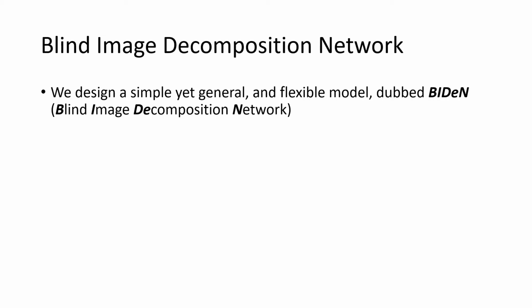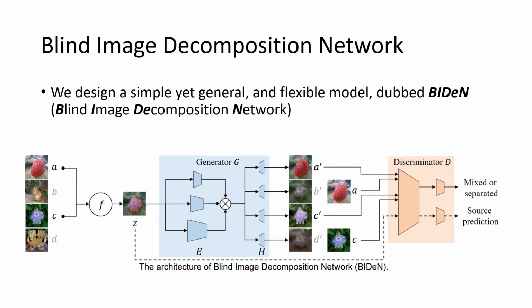As BID is a novel task, we designed a simple yet general and flexible model to perform all kinds of BID tasks. Our model is named Biden, which is short for Blind Image Decomposition Network. The design of Biden is based on GANs. We introduce a multi-scale encoder and multiple heads corresponding to each source component to perform the separate and reconstruct task. The source prediction task is performed in a discriminator.